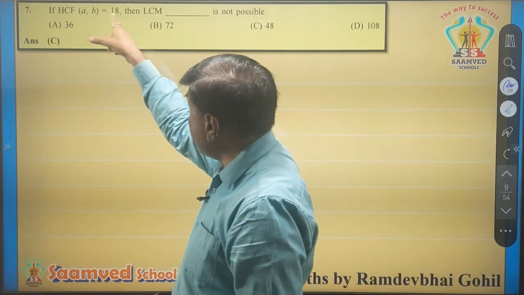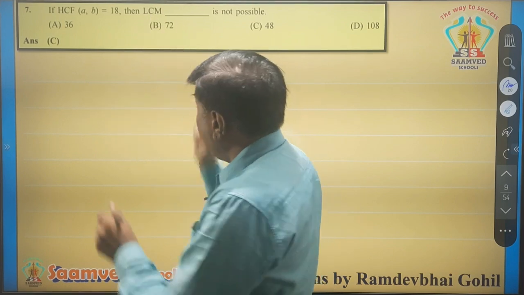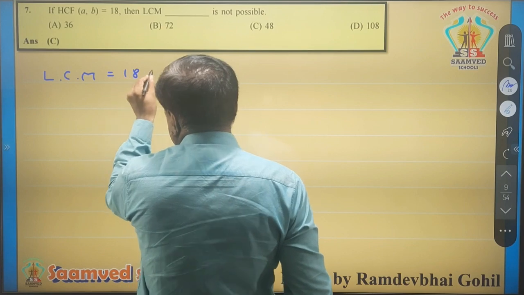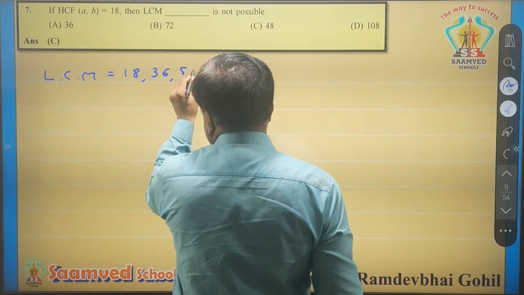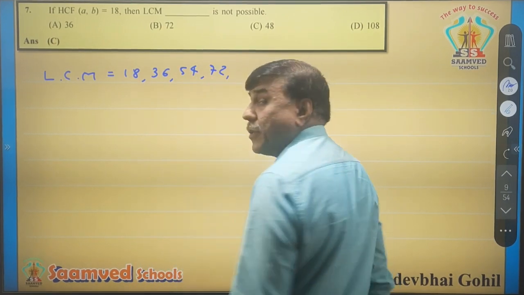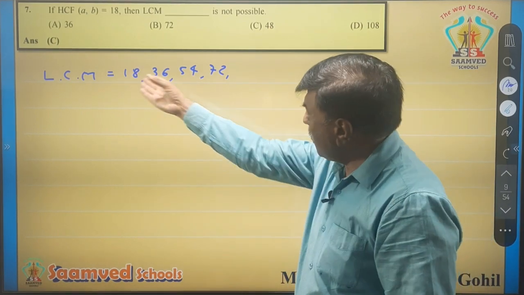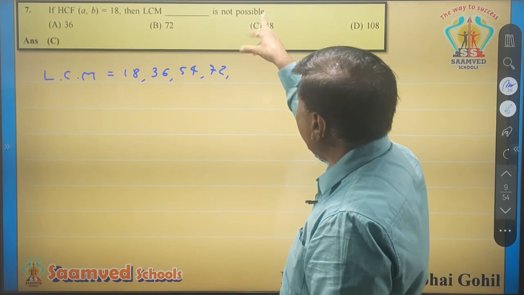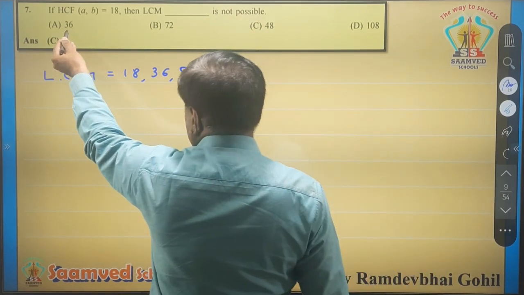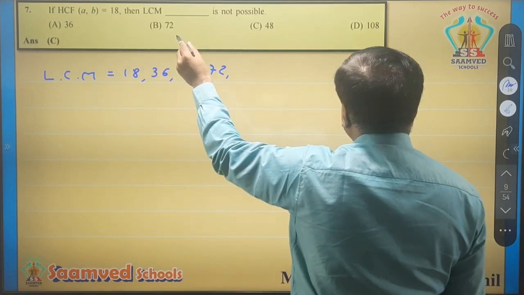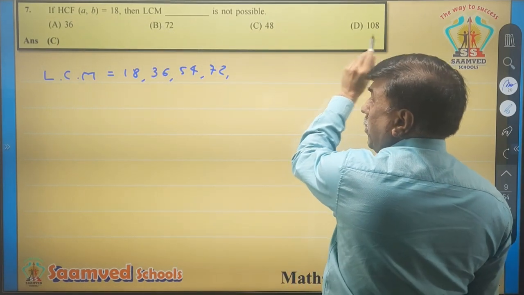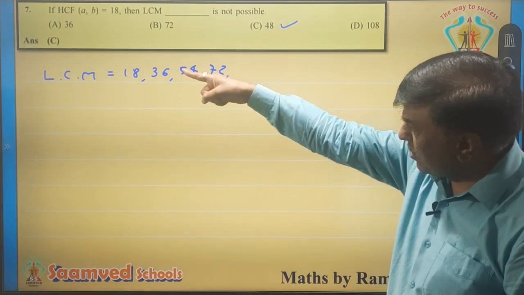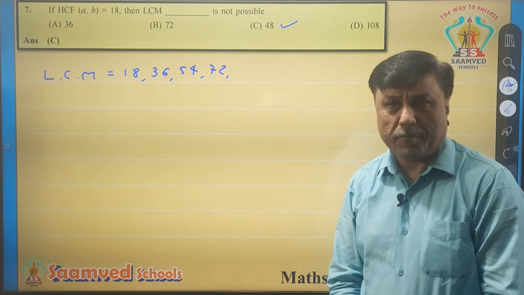So, if HCF is equal to 18, then LCM may be 18, 36, 54, 72. These all may be LCM, and you are asked which is not possible. So 36 is possible, 72 is possible, 108 is also possible, but this is not possible, 48. So our answer is option C. Clear?